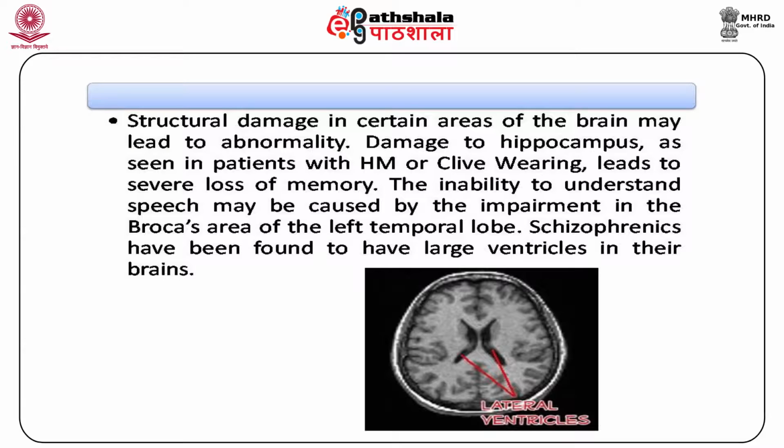Damage to the hippocampus, as seen in patients like HM or Clive Wearing, leads to severe loss of memory. The inability to understand speech may be caused by impairment in Broca's area of the left temporal lobe. Schizophrenics have been found to have large ventricles in their brain.